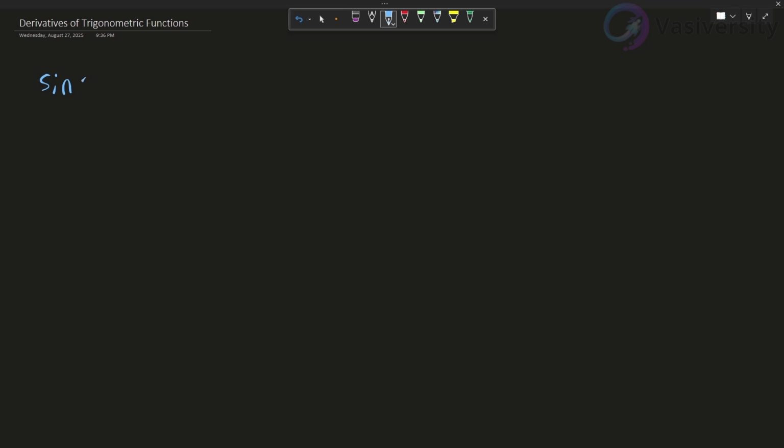So sine of x, cosine of x, tangent of x. Right, those are the three most important functions. And remember, what is tangent of x? It's sine of x over cosine of x.